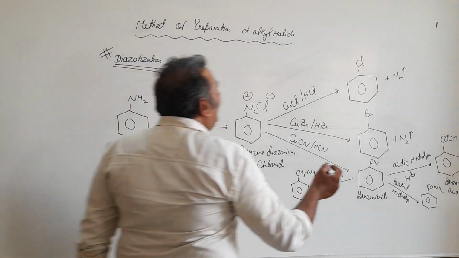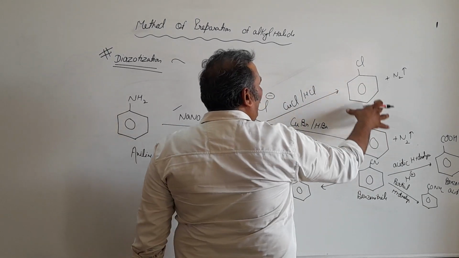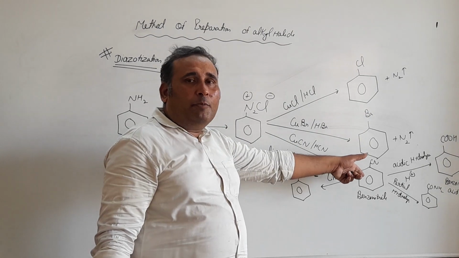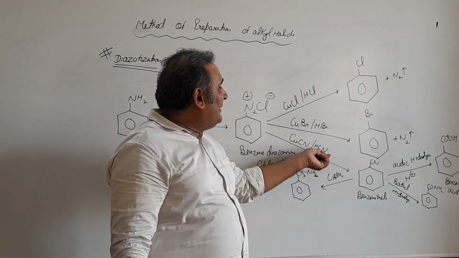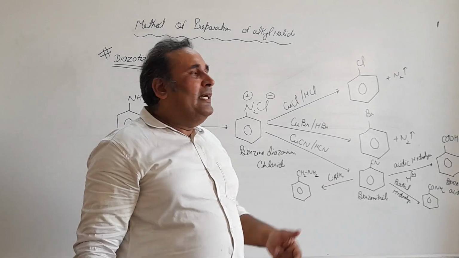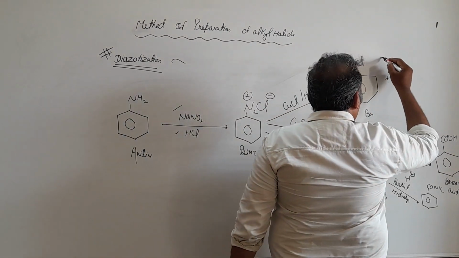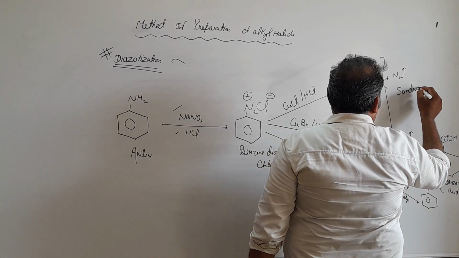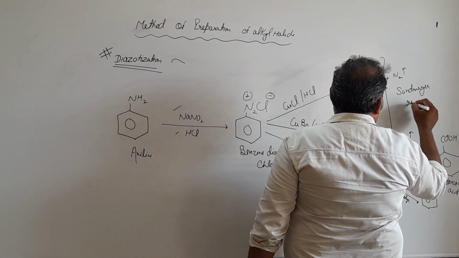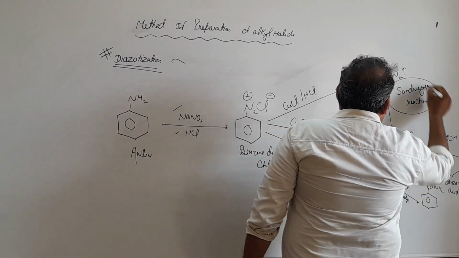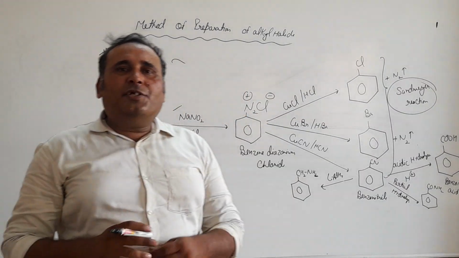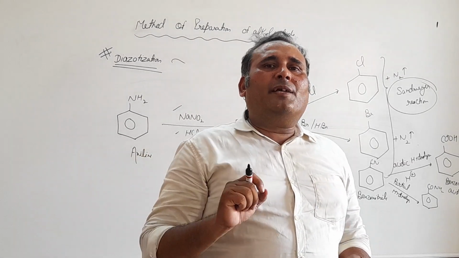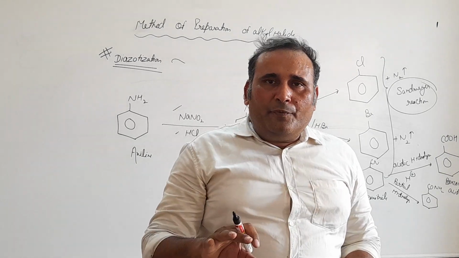Now these three reactions, formation of chlorobenzene using CuCl and HCl, formation of bromobenzene using CuBr and HBr, and formation of benzonitrile using CuCN and HCN, are known as Sandmeyer reactions. The diazotization reaction and the Sandmeyer reaction are both name reactions, and you know all name reactions are very important from the point of view of your exam.